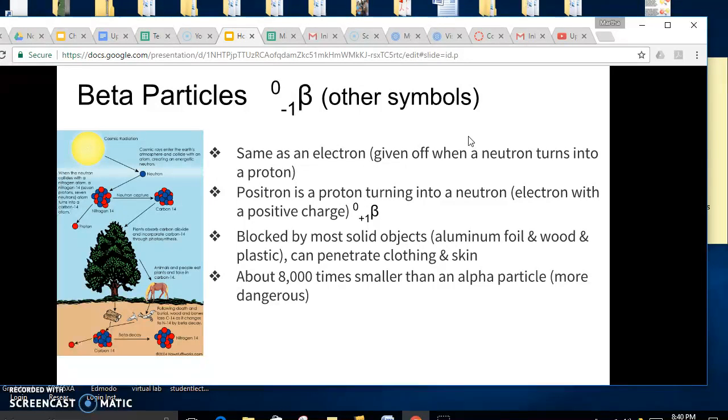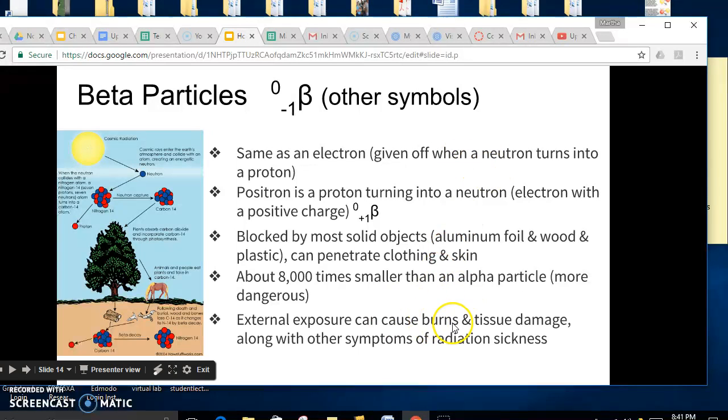A positron is a proton that turns back into a neutron, and this electron is also taken in. So it's an electron with a positive charge, kind of interesting. You're going to learn more about that in Objective number 5. But beta particles are blocked by most solid objects, so aluminum foil, wood, plastic, but they can penetrate your skin and clothing. They're about 8,000 times smaller than an alpha particle, so they are more dangerous.